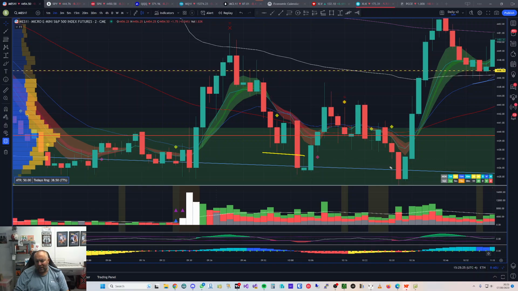I waited, didn't see anything, and then it came all the way back down, and my next entry was, I saw it break the low of the day, and then pull right back out, and as it came up through here, I got in as it came back into this channel, this blue line. So I got 2 contracts there.